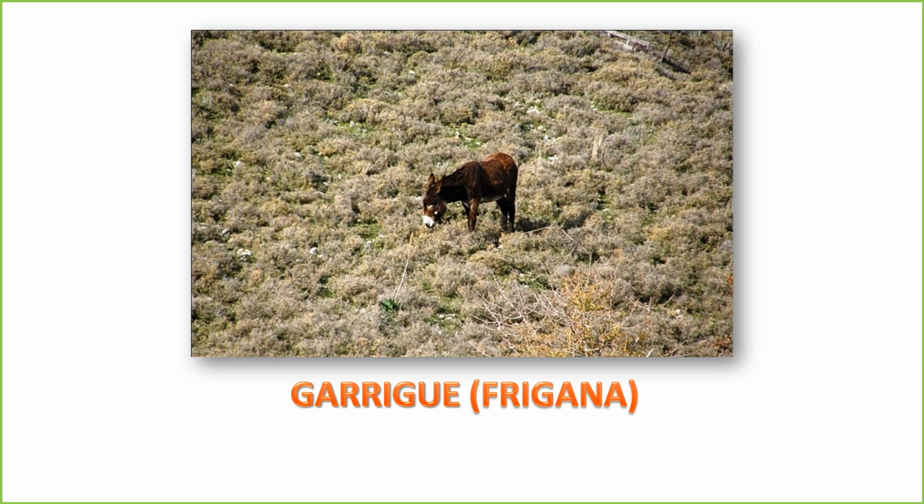Garrigue, also known as frigana in some regions, is a type of low, scrubby vegetation that is characteristic of the Mediterranean climate. It is a type of scrubland ecosystem found in areas with hot, dry summers and mild, wet winters. Here are some key features of garrigue. 1. Vegetation type. Garrigue is dominated by low-growing, drought-resistant shrubs, aromatic herbs, and small trees. The vegetation is often sparse, and individual plants may be widely spaced.